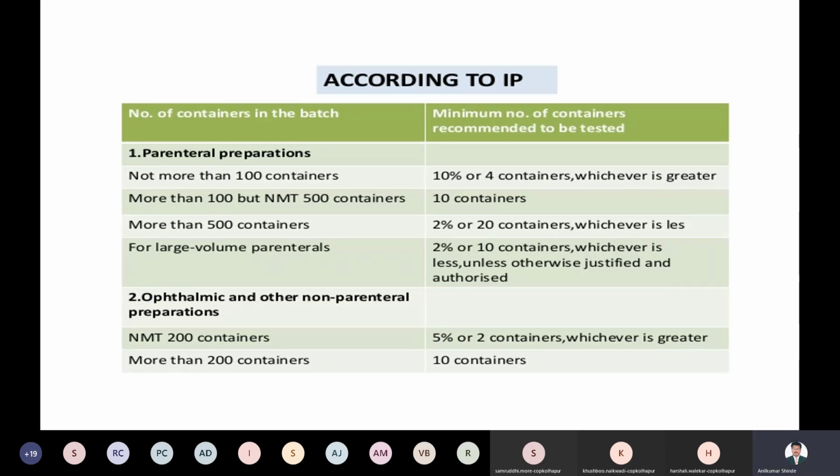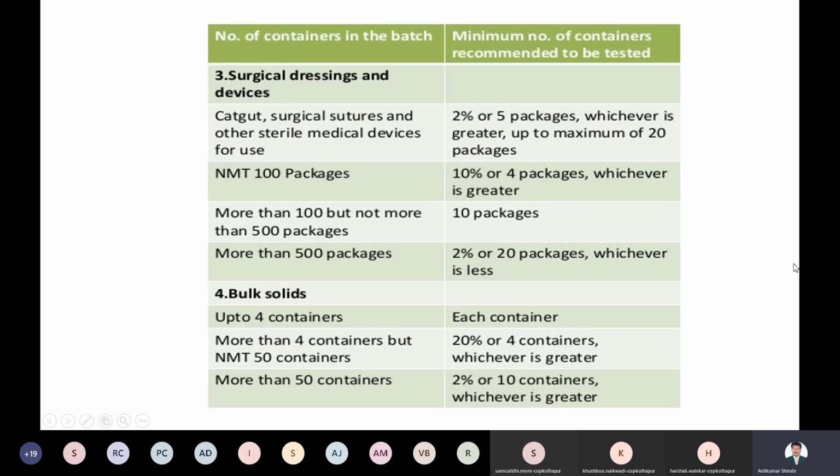Ophthalmic, these injections are maybe eye drops, nasal drops, or ear drops, right? These are called ophthalmic formulations. So if there are not more than 200 containers, we can take 5% or 2 containers from this, right? As per the IP, this is a specification. But more than 200 containers, 10 containers should be taken, right? Then next slide. So the number of containers in the batch and the minimum number of containers in the candidate to be tested.